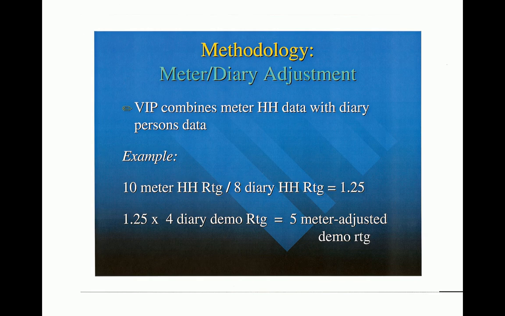There are some adjustments that can be made for VIPs. These are where they're trying to triangulate and put together a more accurate picture of television viewing. A 10 meter household rating, and an 8 in the diary. When you divide 10 over the diary rating of 8, you get 1.25, and multiply it by the 4 diary demo rating, and you get a 5 meter-adjusted demo rating. So here is a more accurate measure, because there was some discrepancy. They've done some adjustment statistically to get a more accurate measure.